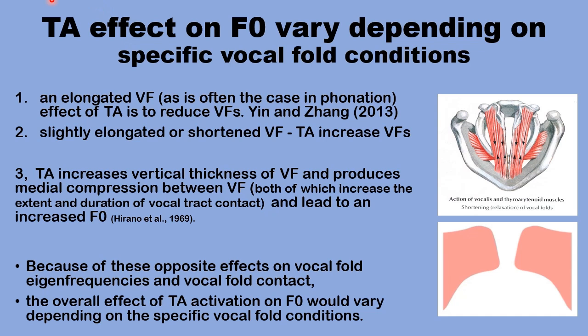The final effect of activation of the Thyro-Arytenoideus muscle on the vocal fold fundamental frequency can vary depending on several specific vocal cord conditions. We'll go through three of these conditions. The first two specific conditions relate to the condition of the vocal fold length. If the vocal fold is elongated, as is often the case during phonation, then activation of the Thyro-Arytenoideus muscle would lead to a decrease in the vocal fold fundamental frequency, a drop in the F0.